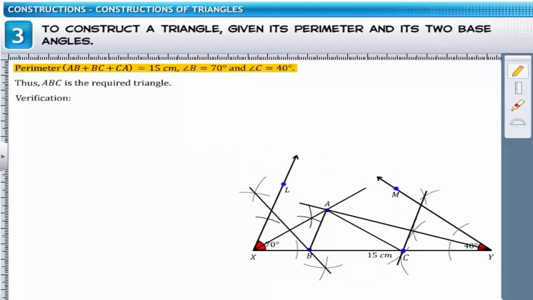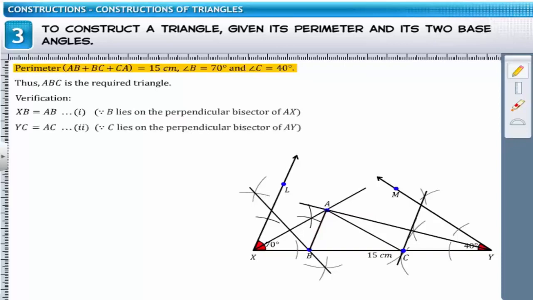Now we shall verify whether the triangle obtained is the required one or not. B lies on the perpendicular bisector of AX. This implies XB is equal to AB. Also, C lies on the perpendicular bisector of AY. This implies YC is equal to AC. Now the perimeter of the triangle ABC is equal to the sum of its sides. But from equations 1 and 2, we can see that the sum of the three sides of triangle ABC is equal to XY.